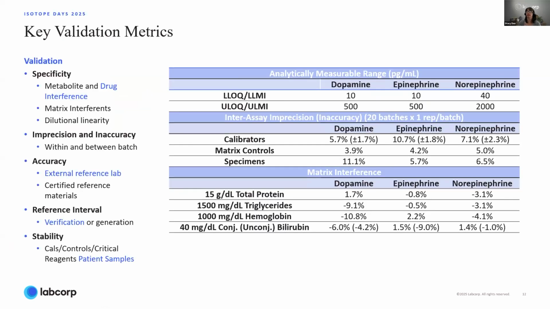And here's some key validation metrics. Now, it wasn't just development that had its challenges. We also had challenges in validation. So I wanted to talk about the drug interference, accuracy to a reference laboratory, and stability of patient samples, and the verification of a reference interval.